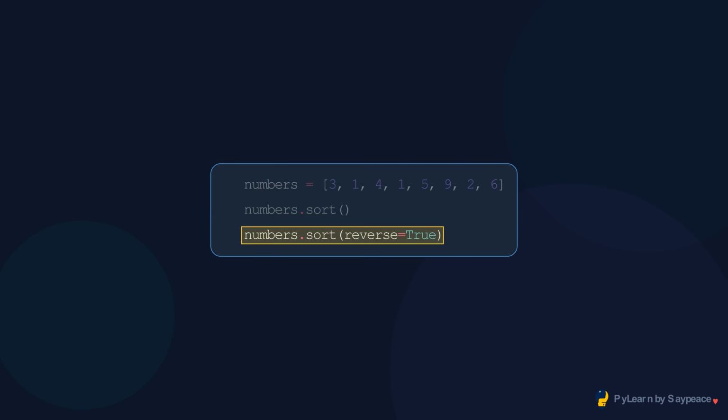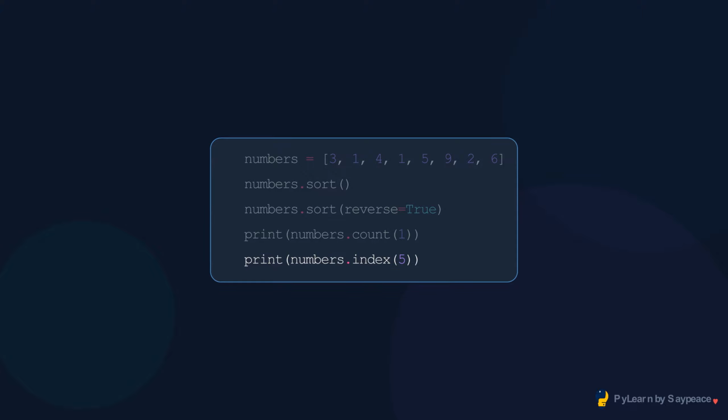Pass reverse equals true for descending order. Count returns how many times a value appears. There are 2 ones in this list. Index returns the position of the first matching value. Raises value error if not found.